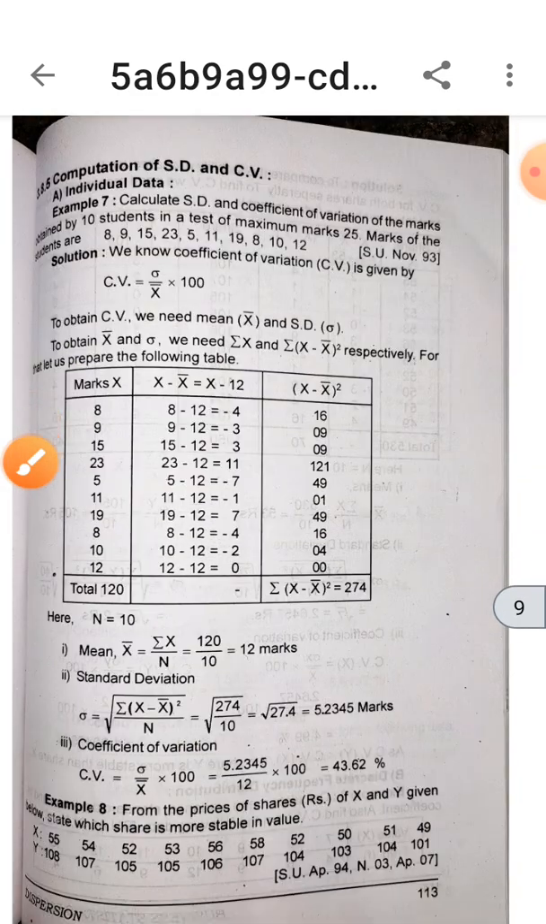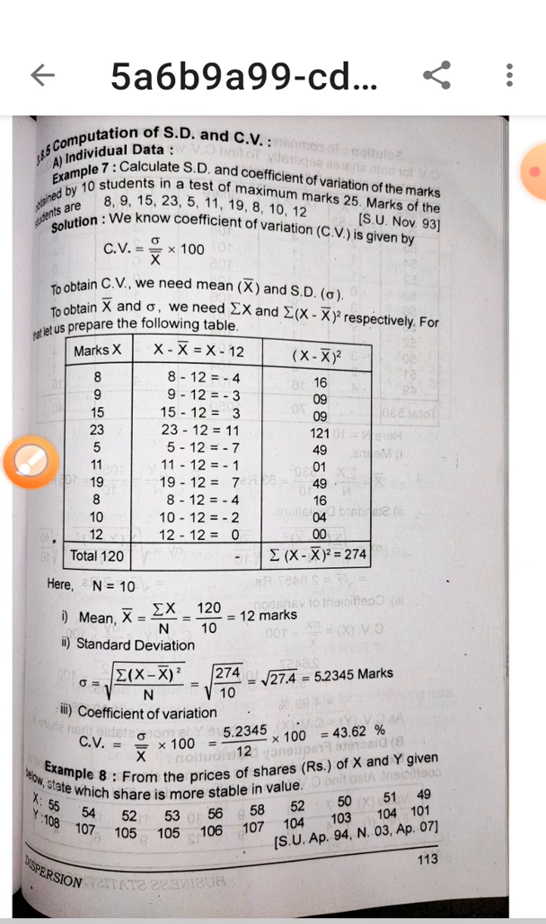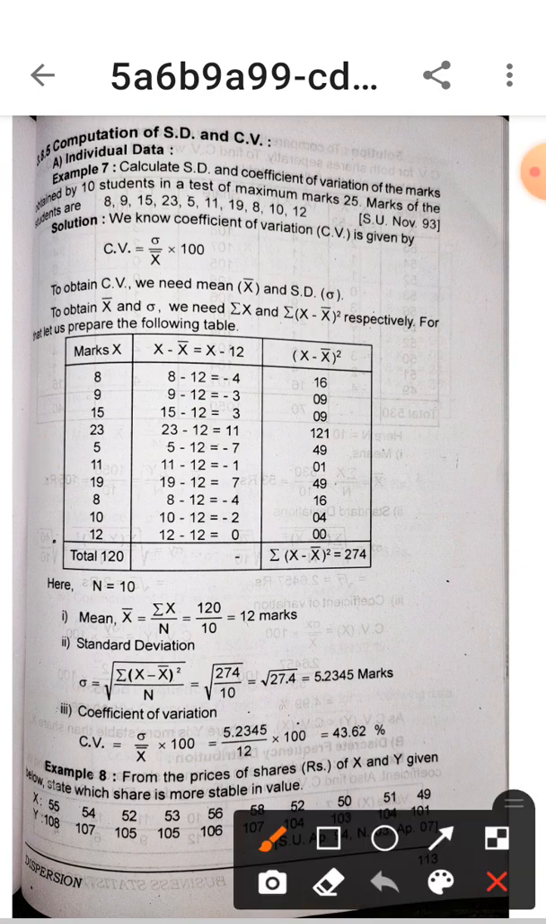Okay, there are some calculations of SD and CV in different data, just like individual, discrete and continuous. Okay, computation of SD and CV for individual data. Okay, calculate SD and coefficient of variation for the marks obtained by 10 students in a test of maximum marks 25. Marks of the students are as follows.